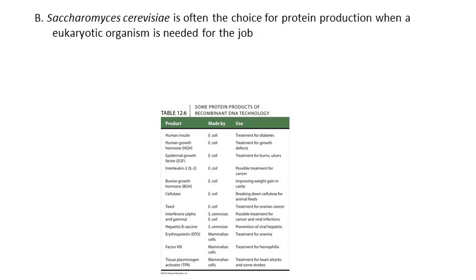Now, Saccharomyces cerevisiae, which you think of as just yeast, it's a fungus, but anyway, it's oftentimes the choice organism for when you need to produce a protein that involves really using a eukaryotic cell.